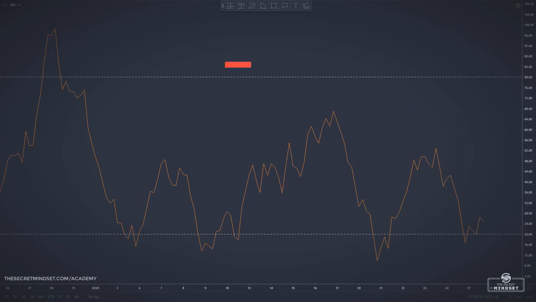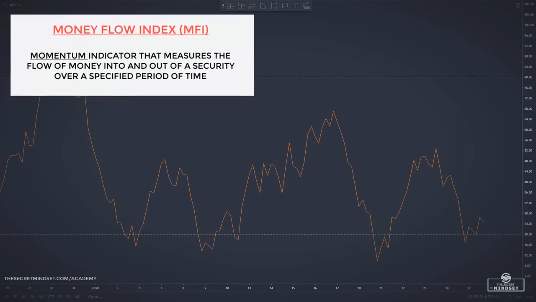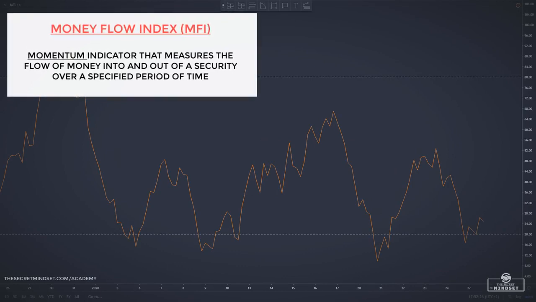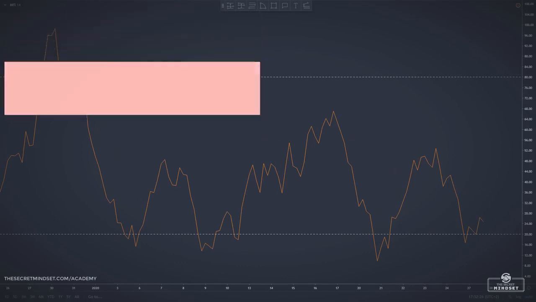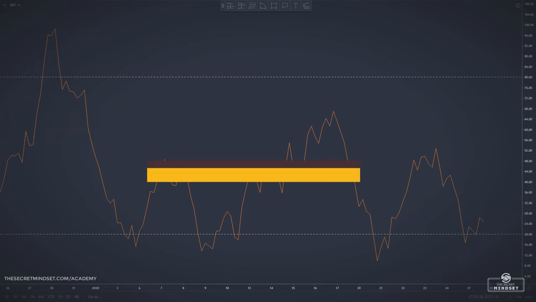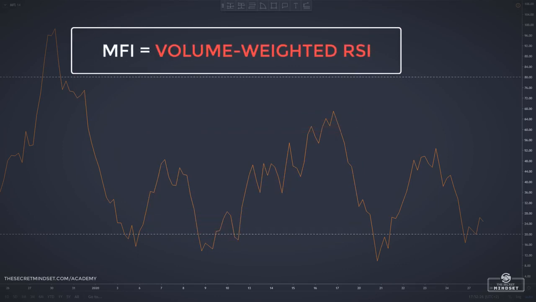The money flow index is a momentum indicator that measures the flow of money into and out of a security over a specified period of time. It is related to the relative strength index, but incorporates volume, whereas the RSI only considers price. For this reason, some analysts call the MFI the volume-weighted RSI.